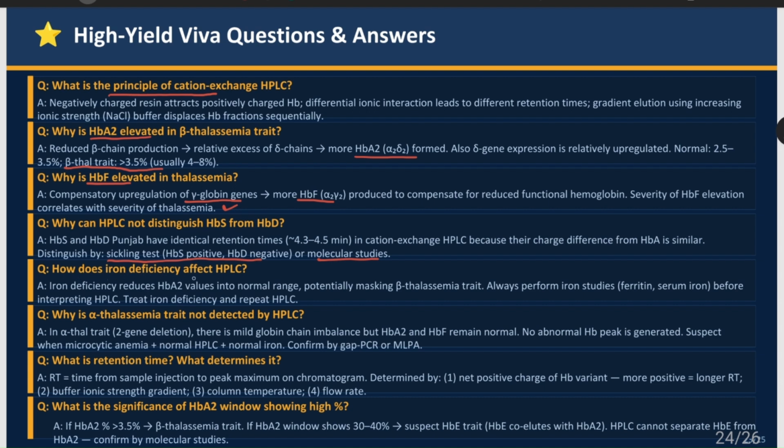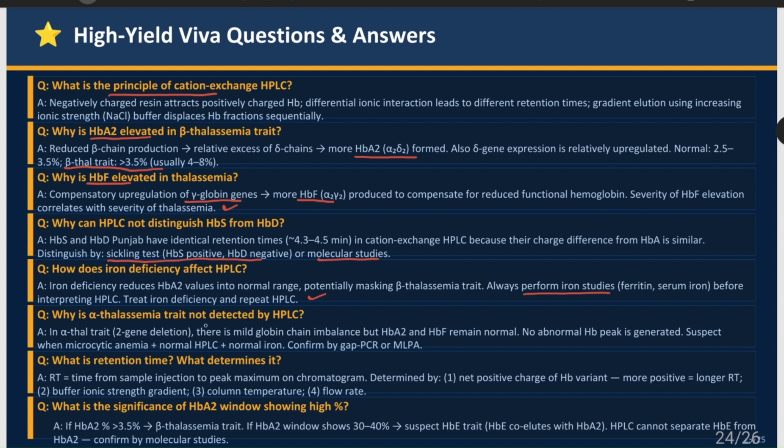How does iron deficiency affect HPLC? Iron deficiency reduces HbA2 values into the normal range, potentially masking beta thalassemia trait. Hence, we should always perform iron studies before interpreting HPLC, and we should treat iron deficiency and then repeat HPLC.